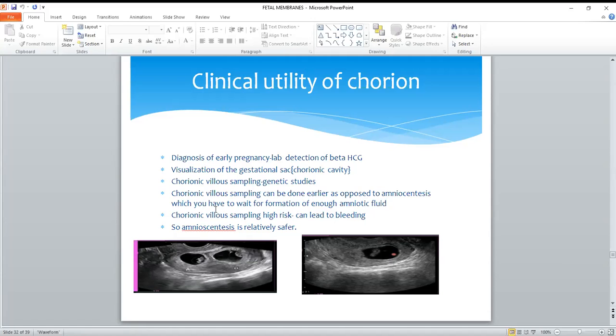But the disadvantage is that it's high risk and can lead to bleeding. So I'm really emphasizing this on amniocentesis versus chorionic villus sampling. After this lecture, go read about it because I'm sure you might be tested on it. Like the advantages of amniocentesis over chorionic villus sampling, and the advantages of chorionic villus sampling over amniocentesis. So kindly go read on that.